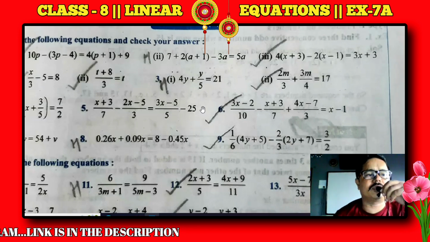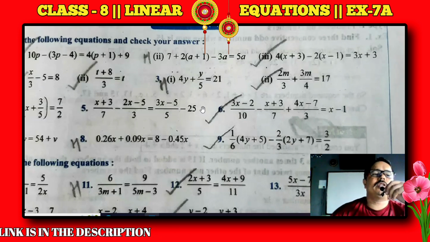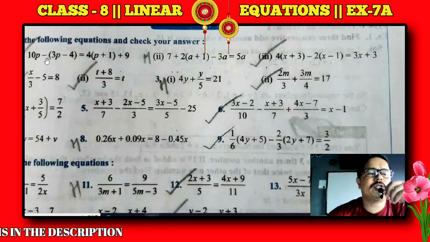So let's start the class. The first question is this: 10p minus (3p minus 4) equals 4(p plus 1) plus 9. We will be solving this. I have the ready-made solution, and from there I will explain to you.